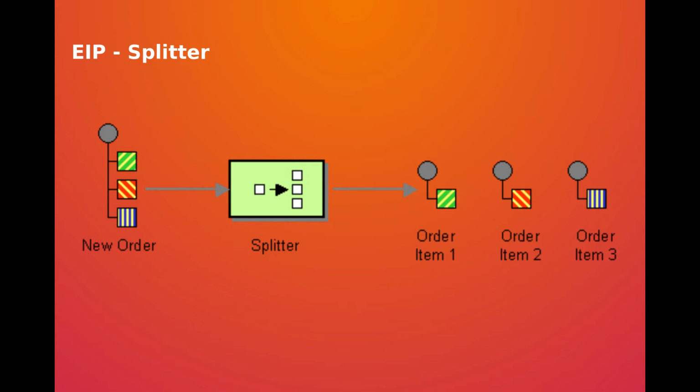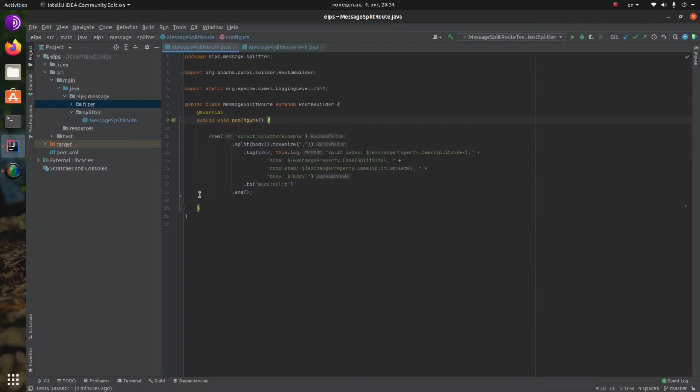Okay, now it's time for an example. So here's the actual example. As you can see, I created one simple route for the splitter. The name is direct splitter example. After that we have the split, and in the split we have body tokenize with a comma. So we're gonna pass the list here and we're gonna split the body, the list, using the comma separator right here.